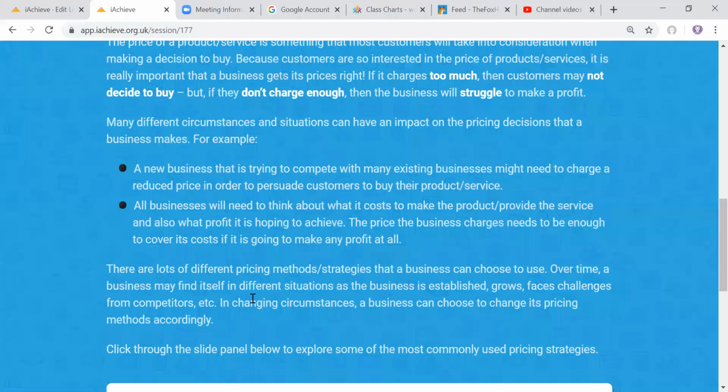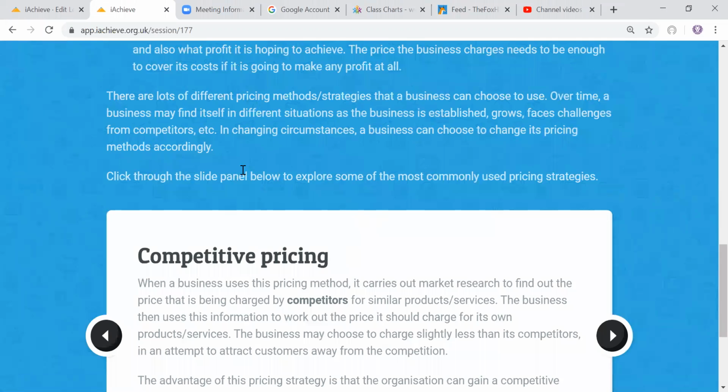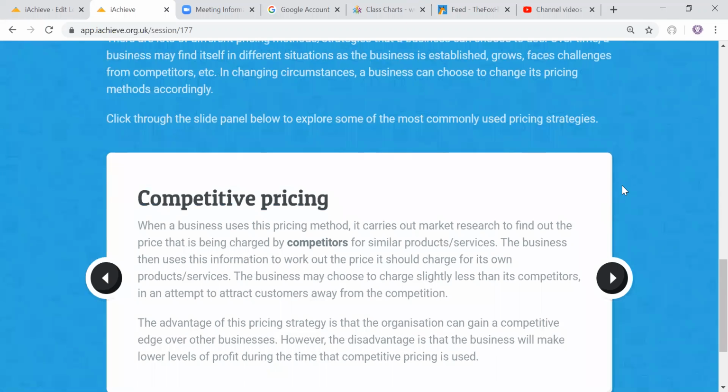Over time, a business may find itself in different situations as the business is established, as it grows, as it faces challenges from competitors, etc. In changing circumstances, a business can choose to change its pricing methods accordingly. So we're going to look through some of the most commonly used pricing strategies here. The first one is competitive pricing.